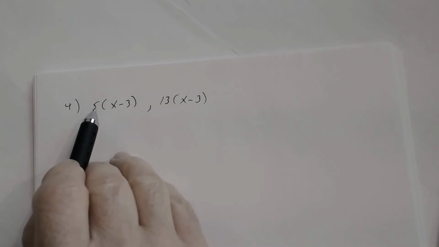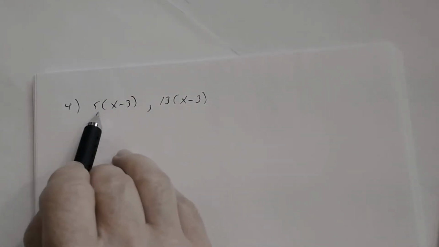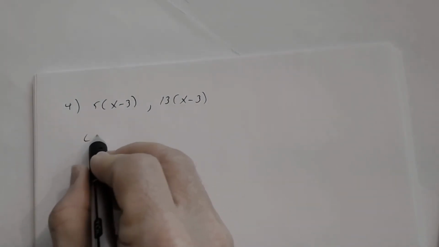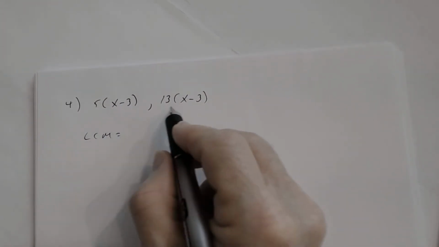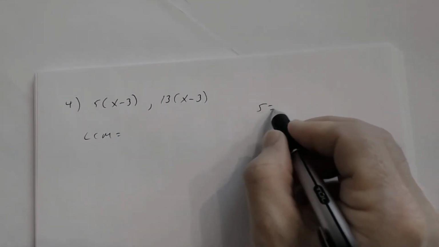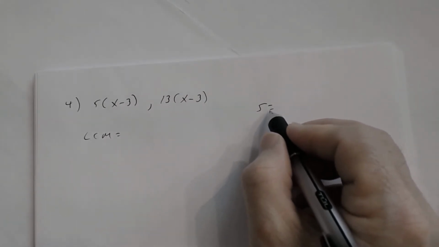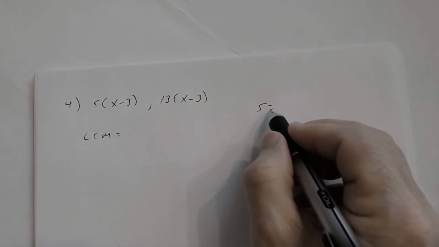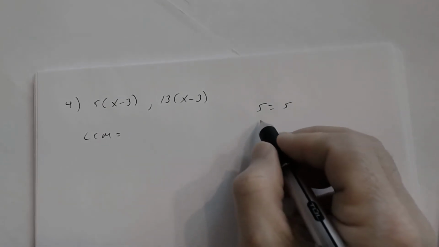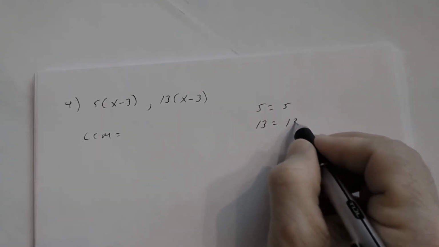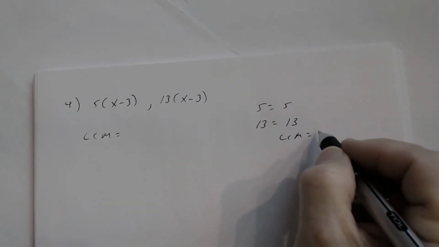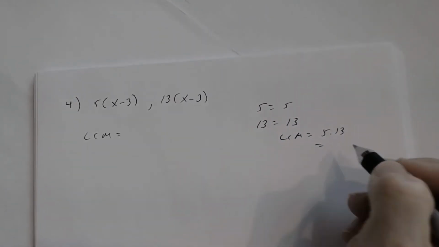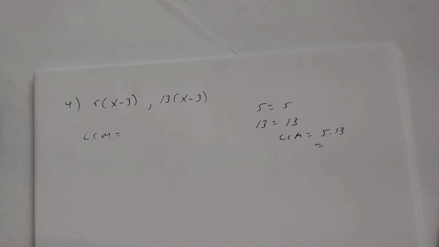So let's go ahead and find the least common multiple of your coefficients, 5 and 13. Notice that both of those are prime. 5 is a prime number, so the prime factorization of 5 is just 5. 13 is a prime number, so that's just 13. The least common multiple must include every factor you see. So 5 times 13, that's your least common multiple. 5 times 13 is 65.